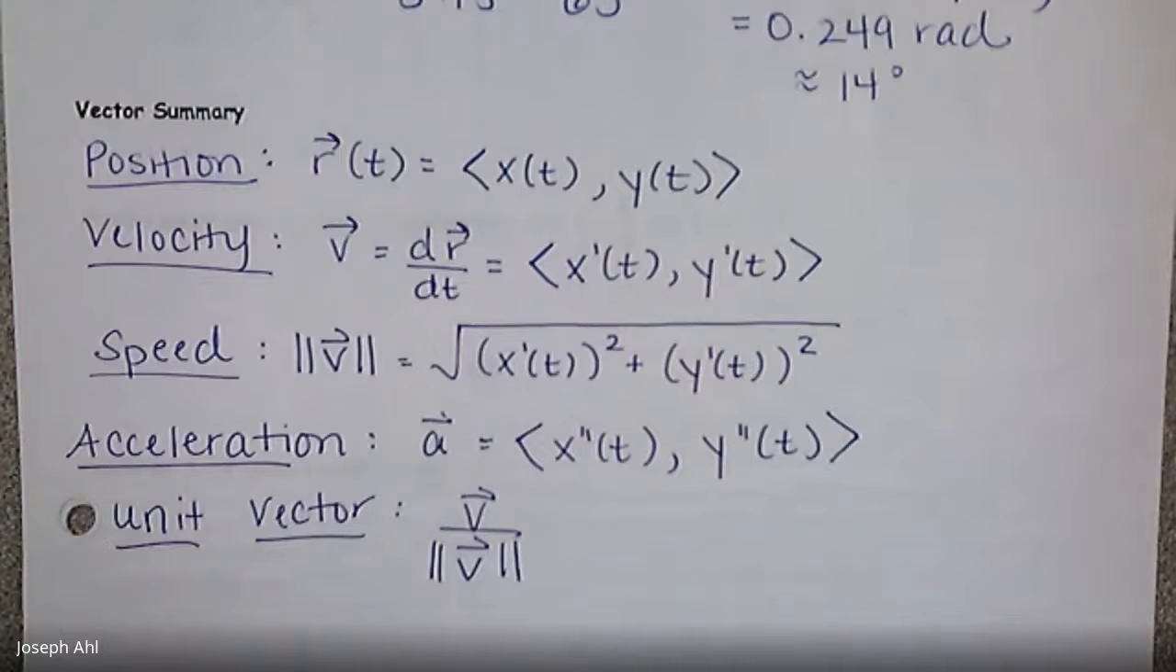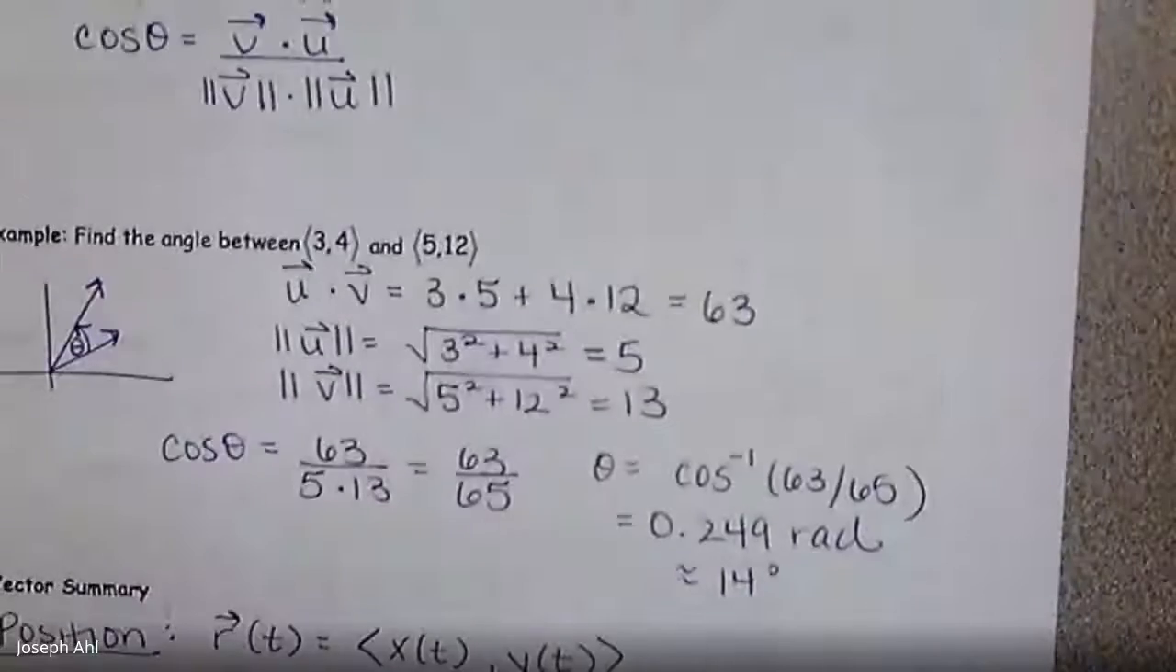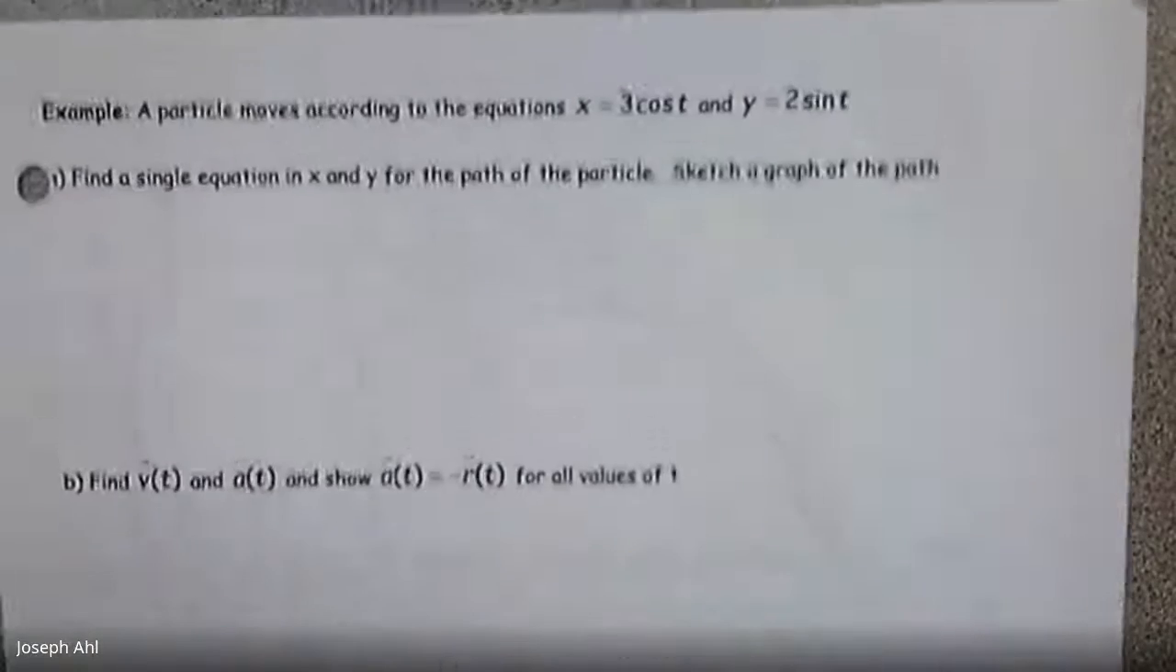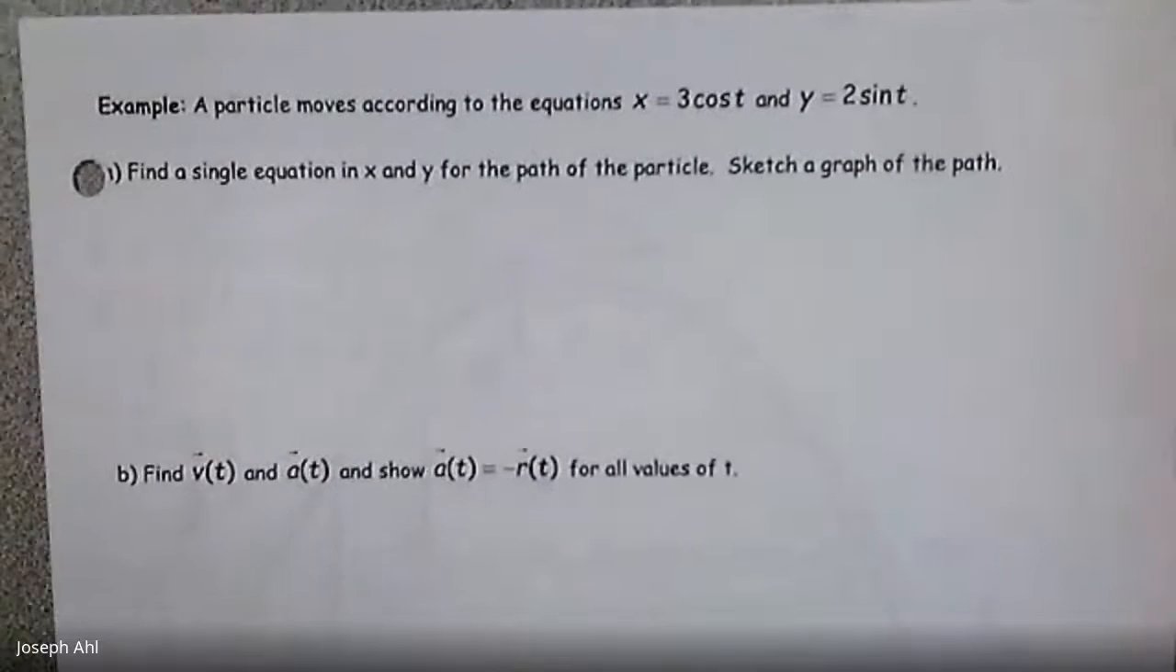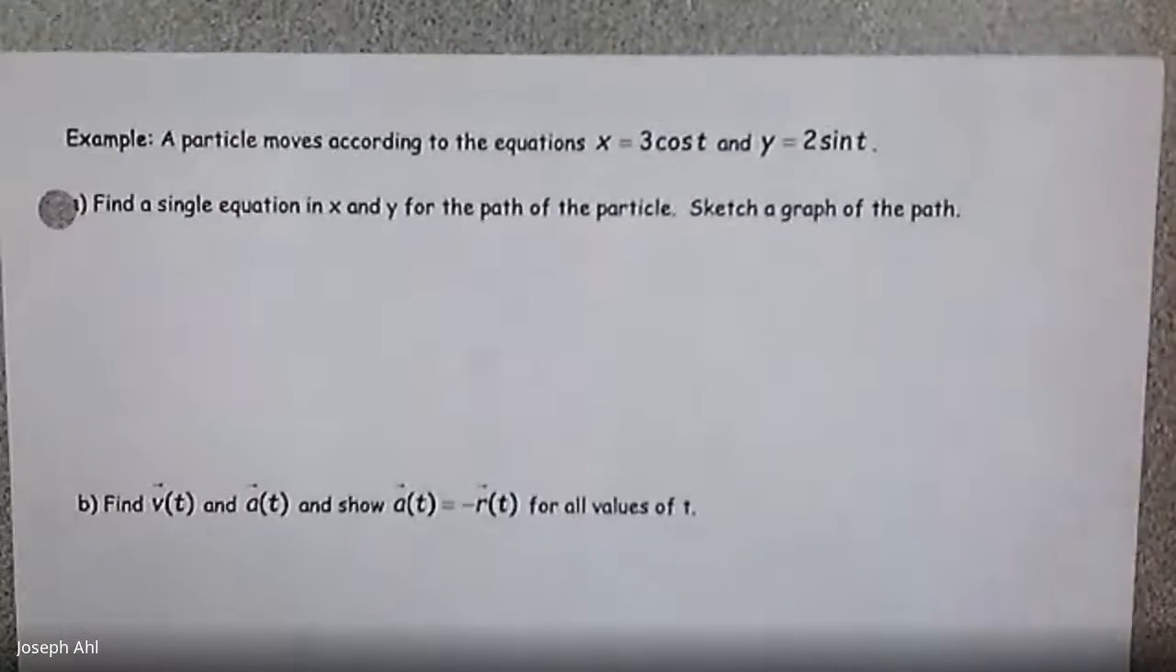So what we'll do from here is let's do another practice question with defining some vectors in terms of position, velocity, acceleration, and then we're going to talk a little bit about projectile motion at the end of the lesson as well. Okay. So on the top of the next page, we have a particle moves according to the equations x equals 3 cosine t and then y equals 2 sine t.